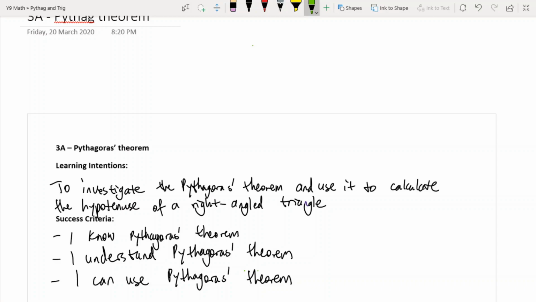So the learning intentions of today are to investigate Pythagoras' theorem and to use it to calculate the hypotenuse of a right angle triangle. By the end of this lesson or video, you should know Pythagoras' theorem, understand it, and be able to use it to solve different problems. So let's pause the video here and take a minute to write these down in either your exercise book or the sheet that you have.